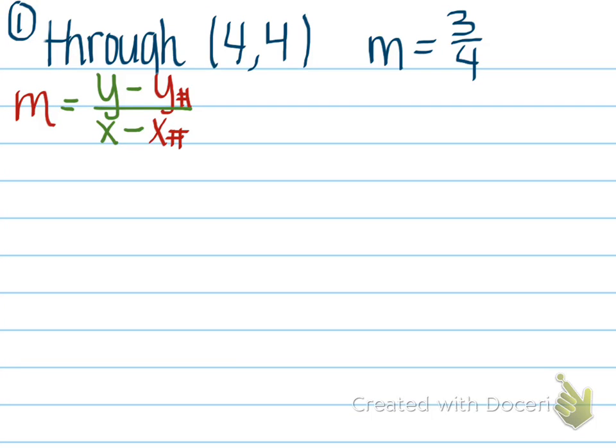Alright guys, I have copied down several problems from your worksheet and I'm going to do as many of them as I can so that hopefully you have a pretty good understanding of this when you come into class on Thursday. So the first thing is you have a problem in number 1 and it says that we need to write the equation of a line that goes through the point 4, 4 and has a slope of 3/4.